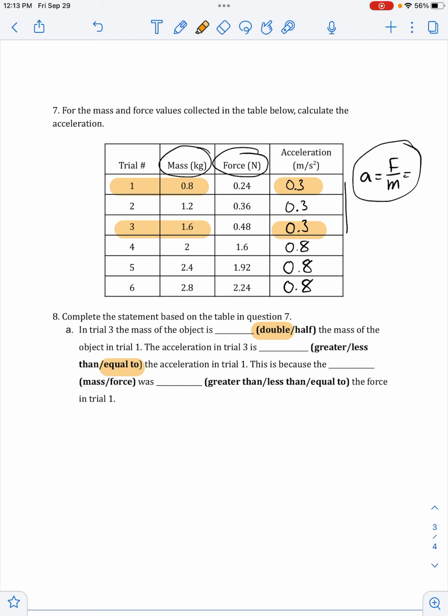The force was greater, right? And that actually does explain why the acceleration is the same. Because even though the mass went up, right? So the mass increased in trial 3, so did the force. Since both of them went up, then the acceleration could stay the same. Right? If only one had increased, then we'd either get more acceleration or less acceleration. Right? Because more force would mean more acceleration, more mass would mean less acceleration. But they both went up, so it actually balances out and you get the same acceleration.